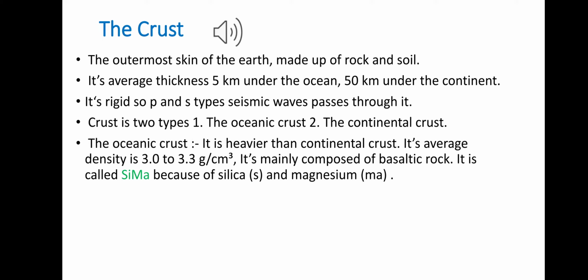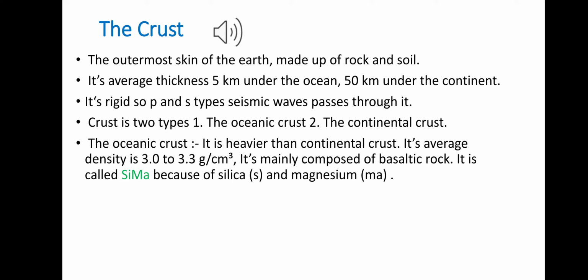The oceanic crust is heavier than the continental crust, and its average density is 3.0 to 3.3 gram per centimeter cube. It is mainly composed of basaltic rock, and it is called sima because of the presence of silica, Si, and magnesium, Ma. So that's why it is called sima. Oceanic crust is also known as sima.